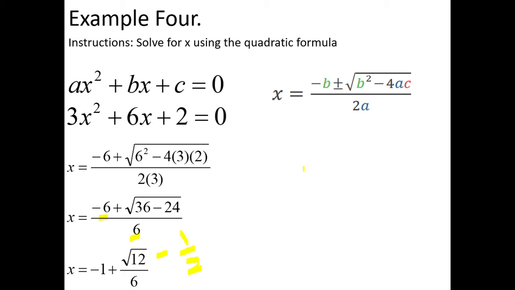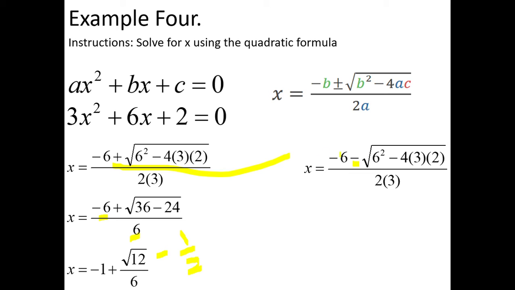Okay, so let's look at the other answer. What about when you use negative 6 minus? We put a minus here instead of a plus. So over here we were doing the plus, and here's our other x over here, a minus. All right, so looking at this equation over here, this all works out exactly the same. Same 36 minus 24, same minus 6. The only difference is here you get a negative.